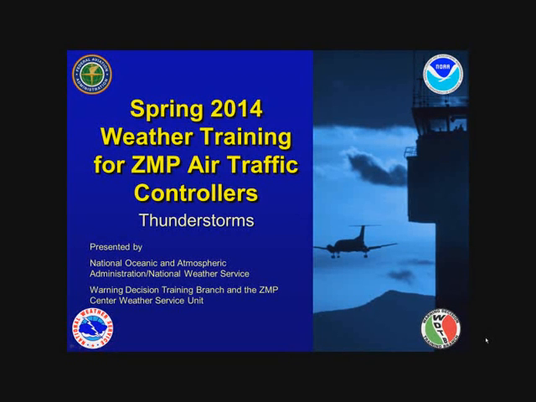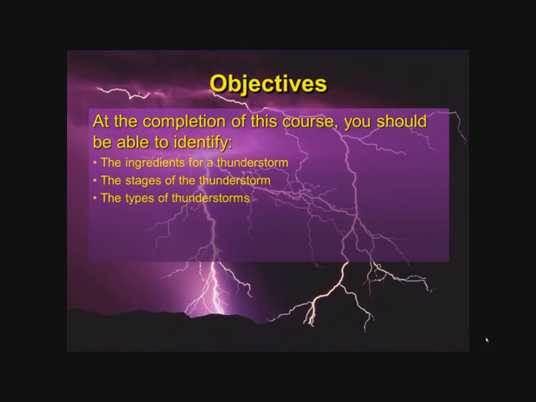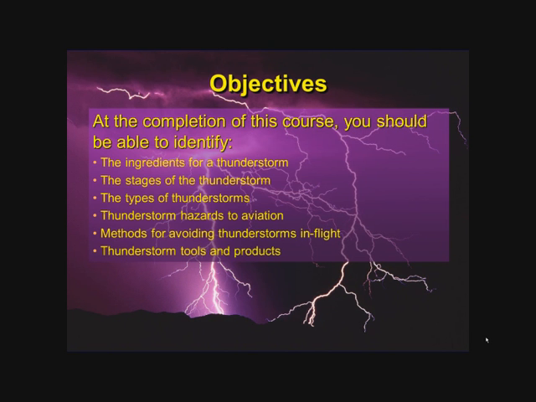Welcome to Aviation Weather Training for Air Traffic Controllers. This lesson will teach you the characteristics of thunderstorms and their effects on aviation. After completion of this course, you should be able to identify the ingredients for a thunderstorm, the stages of the thunderstorm, types of thunderstorms, thunderstorm hazards to aviation, methods for avoiding thunderstorms in flight, and the tools and products that we use to monitor and forecast thunderstorm activity.